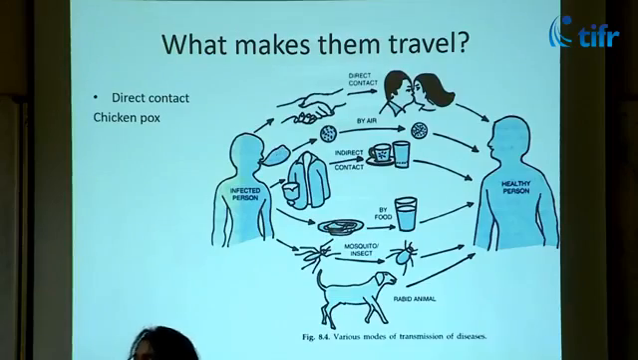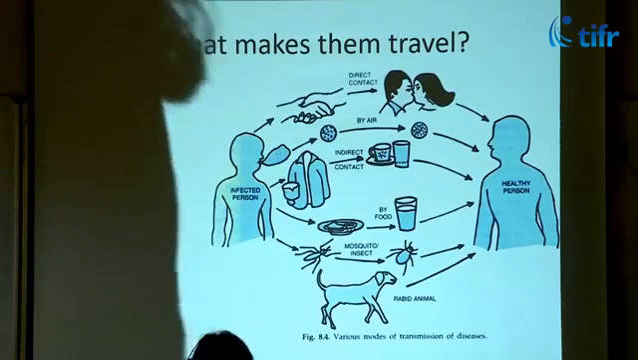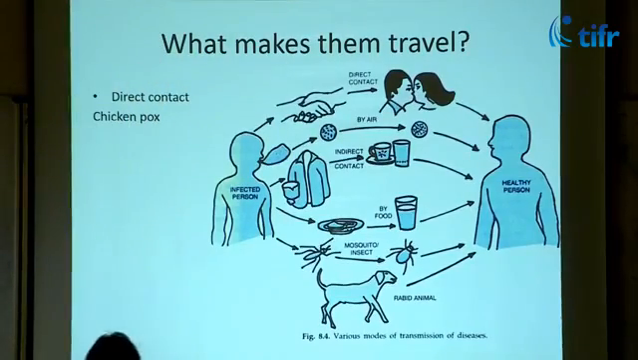So what makes viruses travel? Viruses can travel by these different modes. The first is direct contact, which is between the infected person and the healthy person, an example of which is chicken pox.